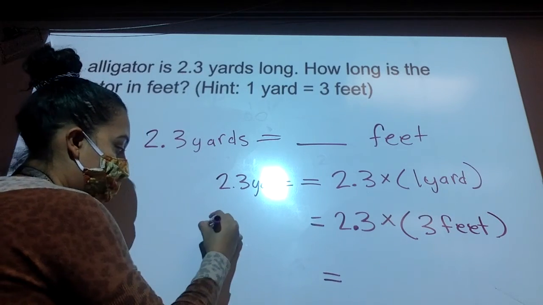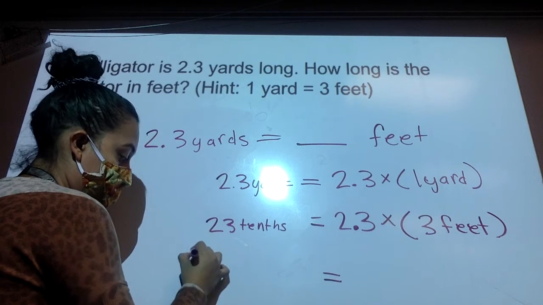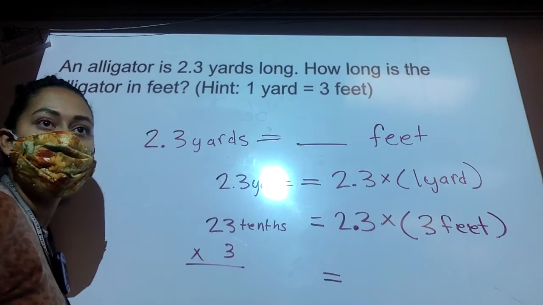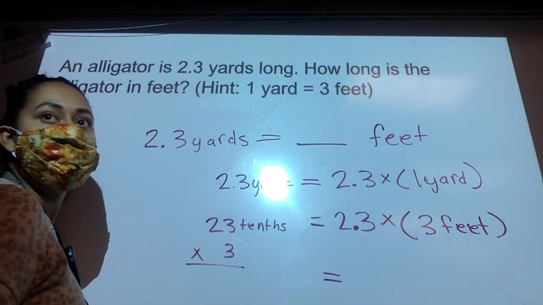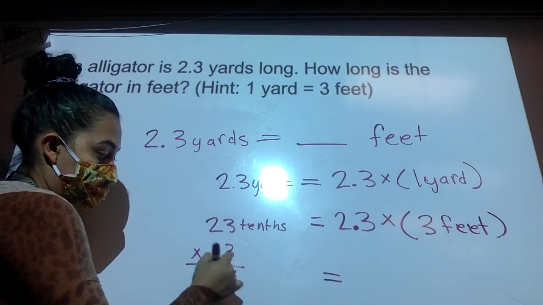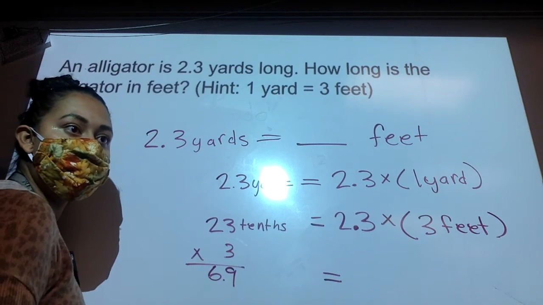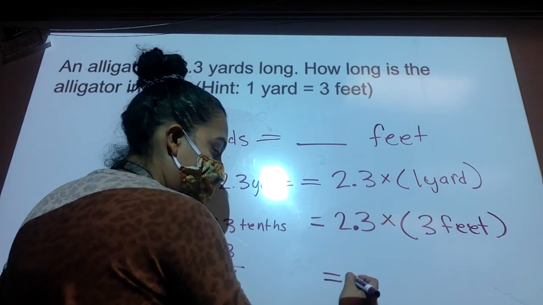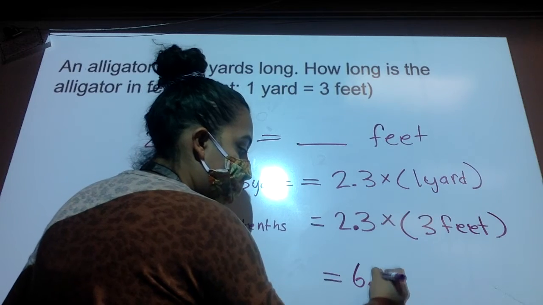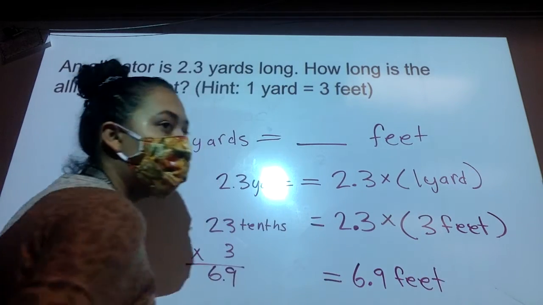Okay, so we can set it up 23/10 times 3, right? Okay, 3 times 3 is? 9, and then that is 6, and then you got the decimal to make it 6.9. Okay, so the alligator is 6.9 feet. That's a baby alligator.